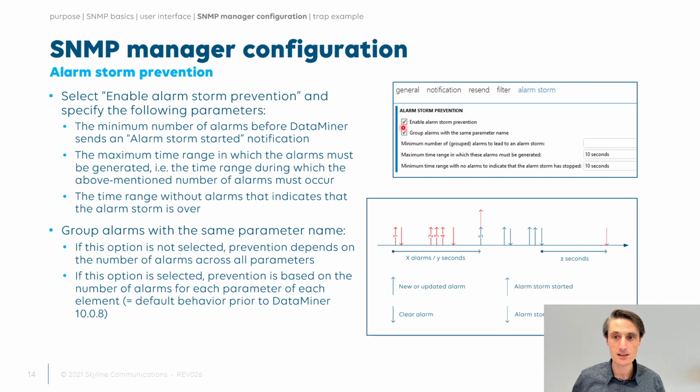So I said there is a second option here. By default, if you enable this alarm storm prevention, it will just detect any alarms. If you say group alarms with the same parameter name, it will only look if there are 100 alarms within 10 seconds within one element, one parameter. So if one parameter of an element is suddenly generating a massive amount of alarms, then it will go into alarm storm. So it allows 100 alarms within 10 seconds if it's all on different parameters and different elements. So that's the grouping of the alarms that is optionally also possible to enable.